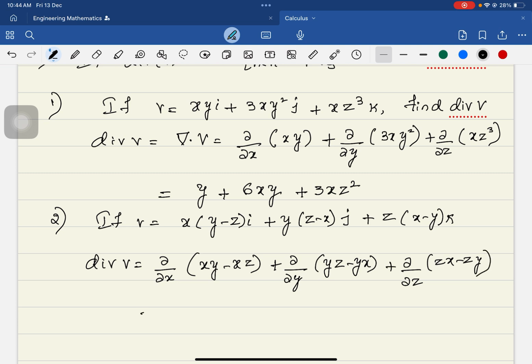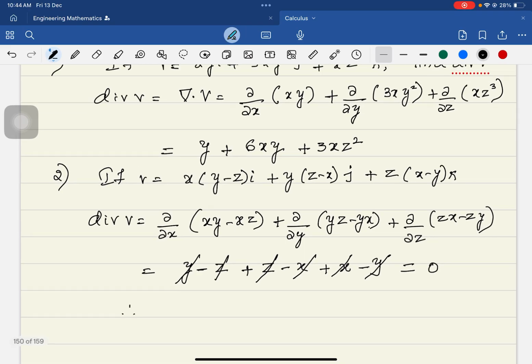So now the derivative of xy is y, the derivative of xz is z, plus dou by dou y of yz is z, minus yx is x, and then dou by dou z of zx is x, dou by dou z of minus zy is minus y. Are you able to follow? y minus y gets cancelled, minus x plus x gets cancelled, z minus z gets cancelled. So the divergence of v is equal to 0.